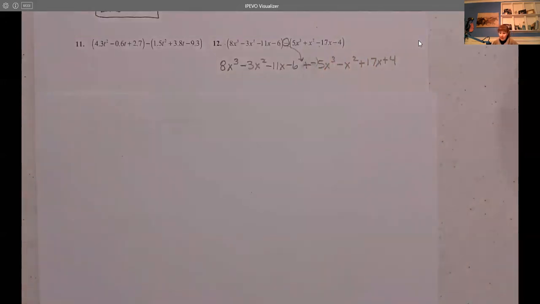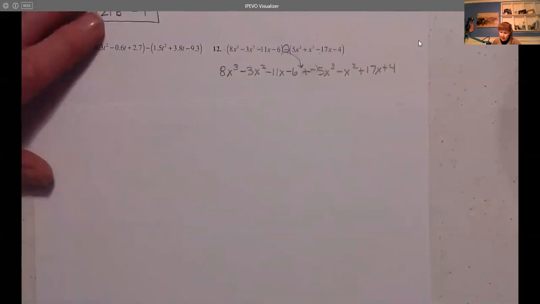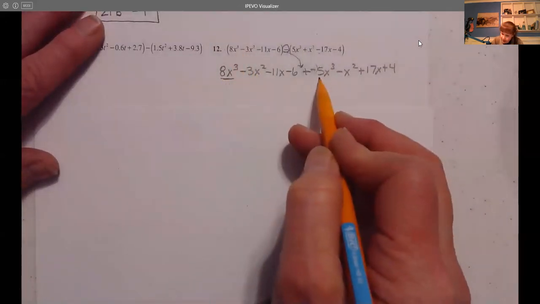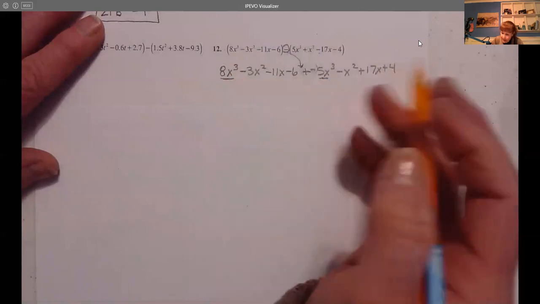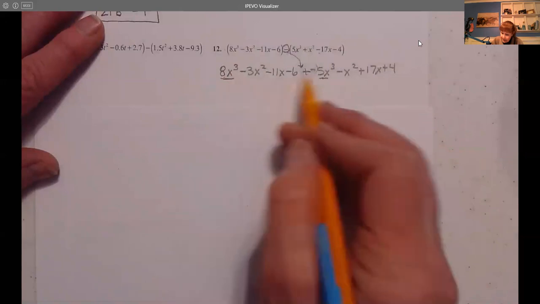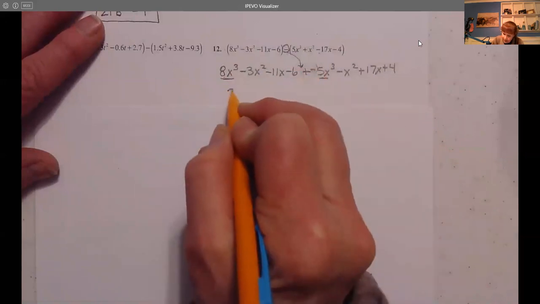Now let's go ahead and combine our like terms. Let's see, we've got cubes. I've got a cube here and a cube here, and that's it. So I'll combine the coefficients in front. 8 and a negative 5 is 3.